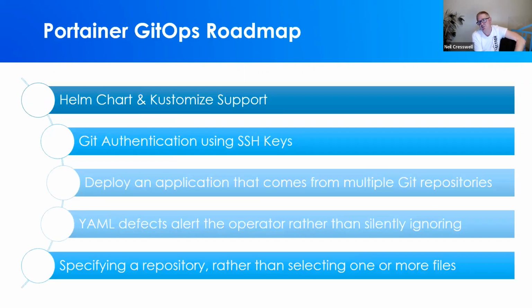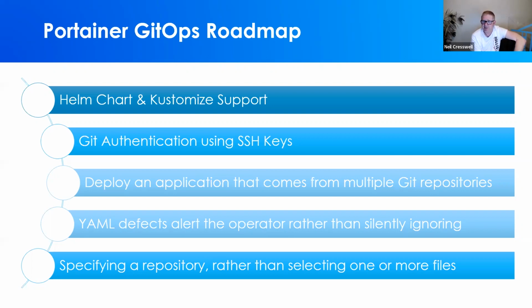What doesn't work well, or what's in our roadmap? Helm chart support and Kustomize. There's no Kustomize right now. It's just Kubernetes manifests. No Helm chart support either. Just manifests or Kompose files for Docker. Git authentication using SSH keys rather than access tokens. Deploying an application that comes from multiple repos.